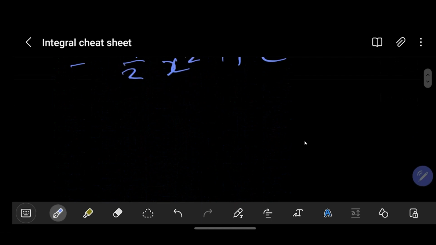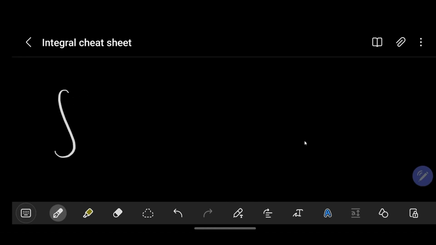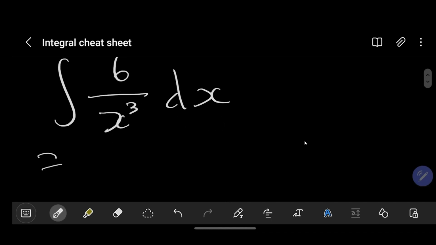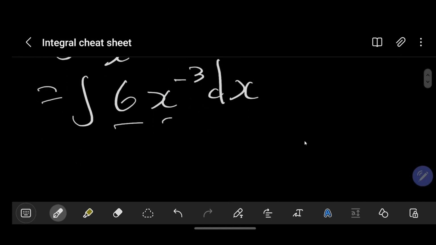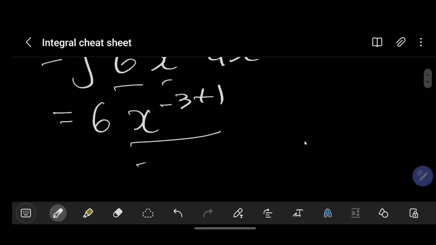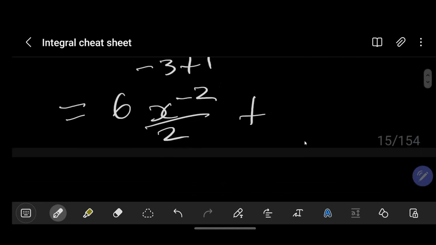so let's look at another example. Let's look at the integral of 6 over x cubed dx. So let's get into a format we can work with. So similarly, we can write it as 6x to the minus 3 dx. And now we can see we can use the multiplication and the power rule. So that's equal to 6x to the minus 3 plus 1 all over minus 3 plus 1 plus c. Don't forget the c. So that's now equal to 6x to the minus 2 all over minus 2 plus c.